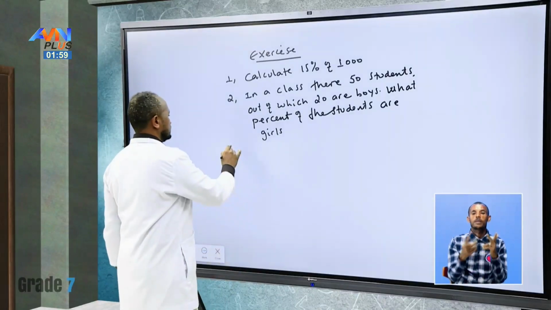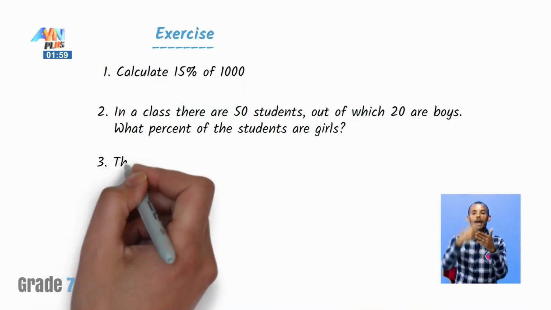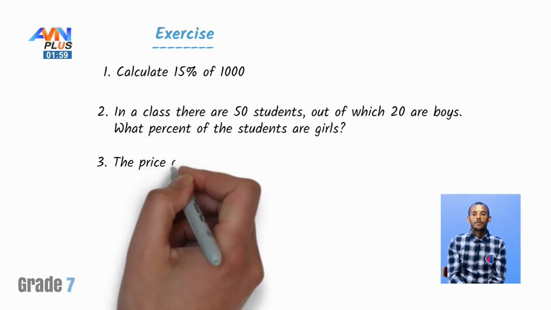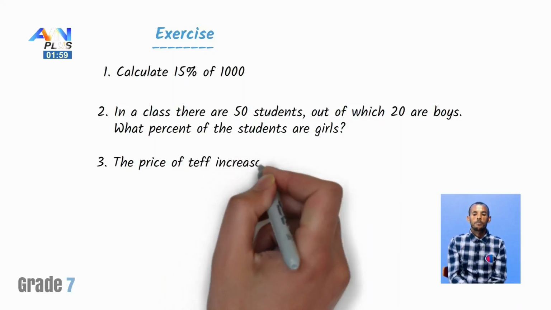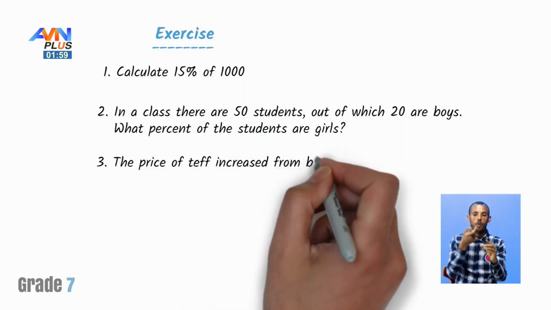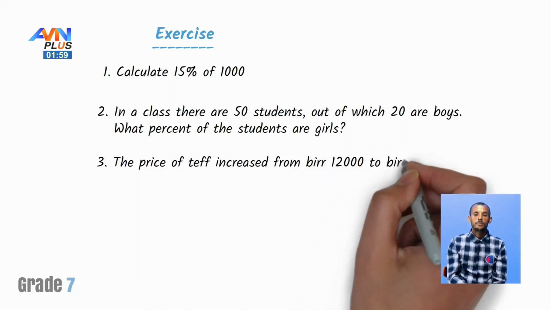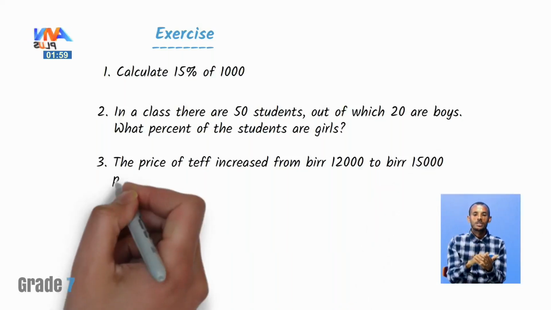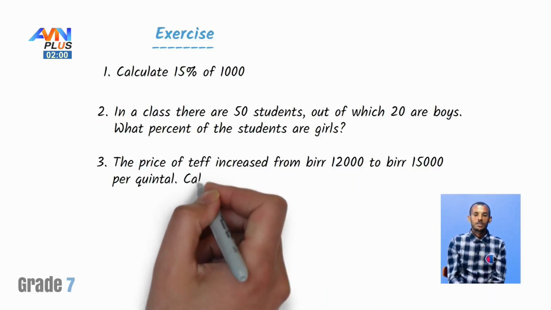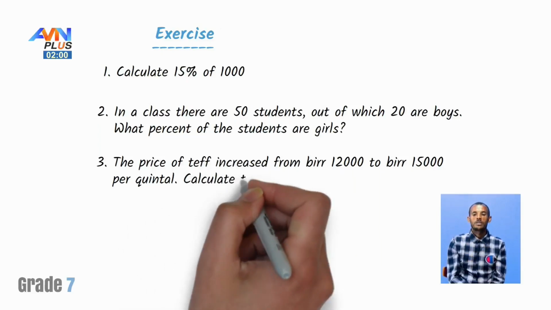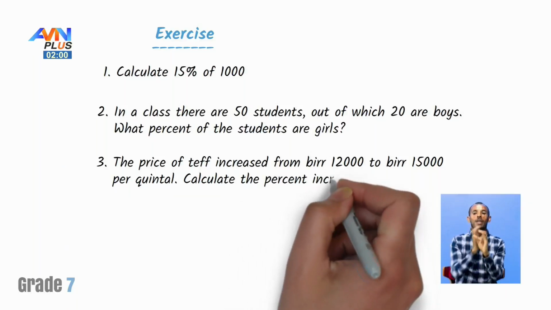Third, the price of teff increased from 12,000 to 15,000 per quintal. Calculate the percent increase.